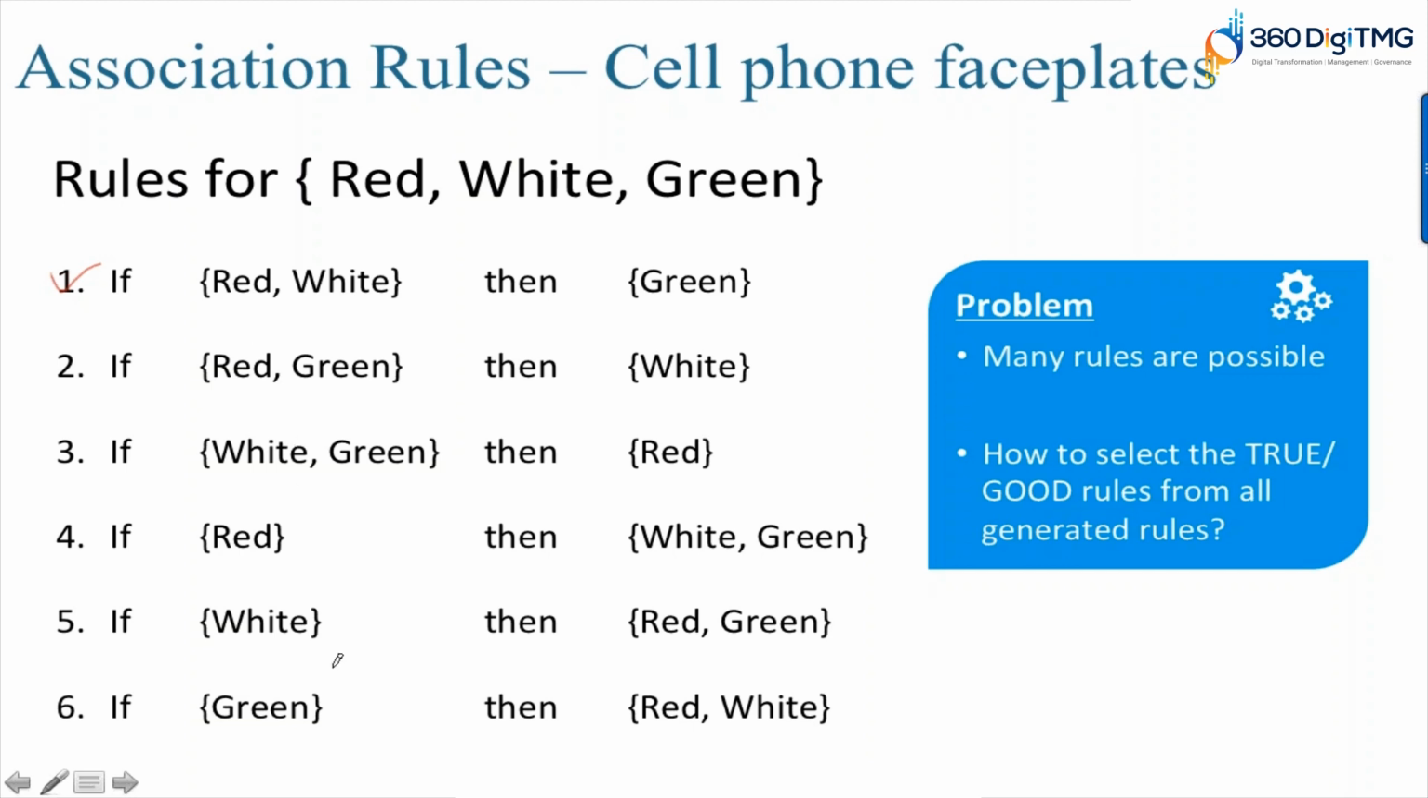Now you go with the second one, white. 1 transaction, 2, 3, 4 transactions. That's meeting your minimum support criterion of 2. White and orange, then white and green. Yes, it's meeting. Then you look into blue and orange. Then you choose the third entry.